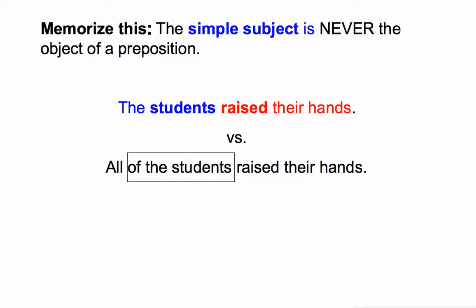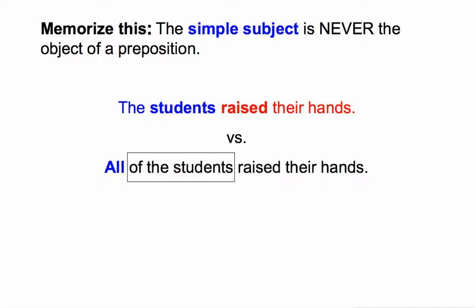So what are we left with? If we take of the students out, we're left with all raise their hands, which means all is the simple subject. All is an indefinite pronoun. And really, all is what the sentence is about. It's not the students. What's important here is that it's all students raise their hands.